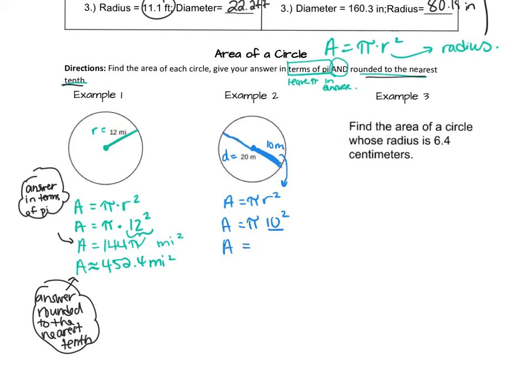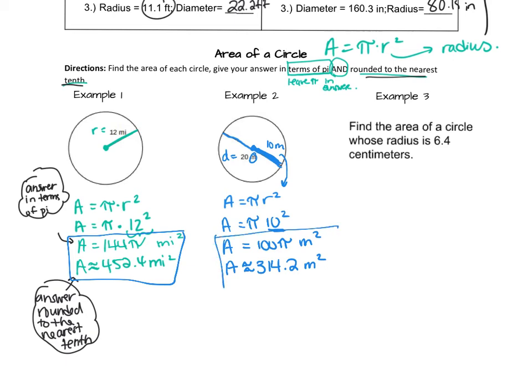A is equal to, well, 10 squared is 100 times pi, and then meters squared, because this is in meters. And then we would round that to the nearest tenth, so we would type in our calculator 100 times pi, and that gives us 314.2. And that's still meters squared, and this is an estimate. So really, these are our answers. We have 2 answers because they asked for both. You won't always be asked for both.